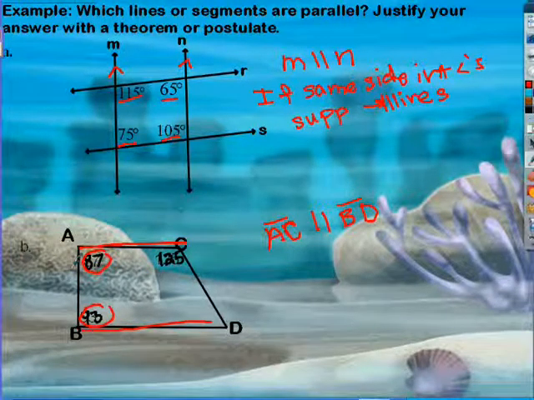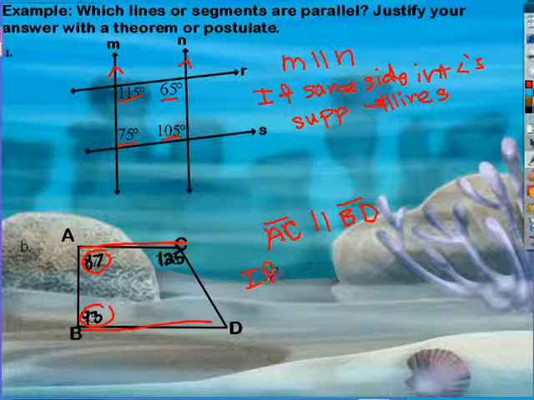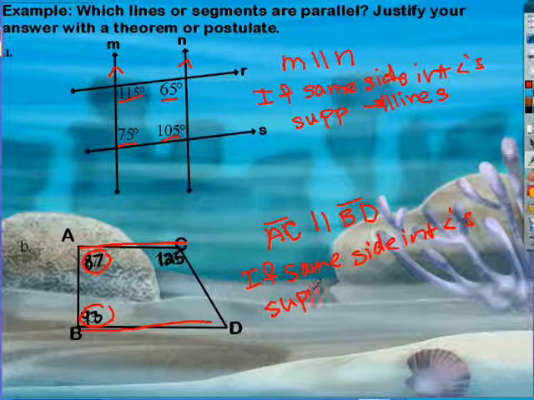Do you see why it would not be AB and CD? CD doesn't even come close to touching those angles, so that would not even be in our running for the set of parallel lines. To justify, it would be the same justification: if same side interior angles are supplementary, that will show us we have parallel lines.